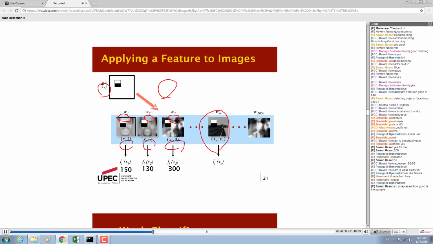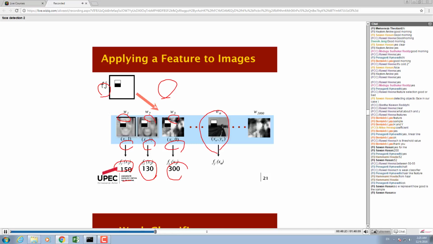Okay, so if I apply fj to sample 1, x1, then it is fjx1. Then, for example, in this case, it has the value 150. If I apply the same feature to x2, the feature value is 130. x3, the feature value is 300. So in this way, we can generate the feature value, the scalar value per every sample for one feature. Is it clear?